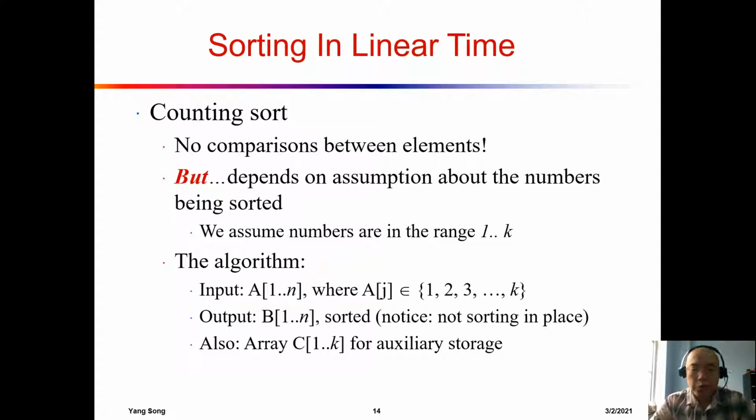Well, it's not really a sorting in place algorithm. We are building a new array B, and the array B has exactly the same size as the array A. In addition, when we are doing the sorting on the fly, we will also create an array C, and this array C will have indices from 1 to k. So what's the k value? The k value is the maximum number possible in the input, right? So this is an auxiliary storage we have to build when we are doing the sorting algorithm on the fly.